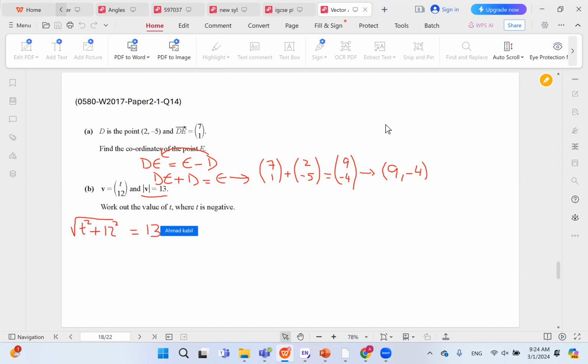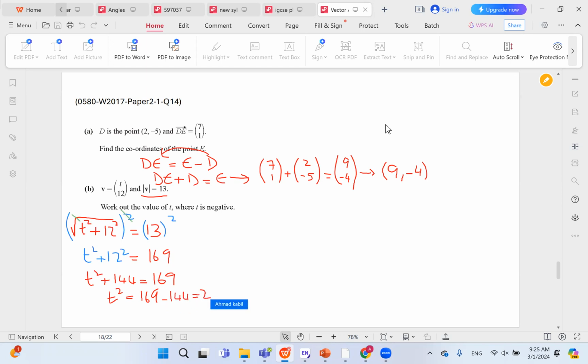We can square both sides to get rid of the root or the radical. So we get t squared plus 12 squared, because of course the power 2 cancels the radical. So we're left with what's inside. And this is equal to 13 squared, which is 169. So t squared plus 144 equals 169. t squared equals 169 minus 144. And this is equal to 25. So either t is 5 or t is negative 5, because we take the square root of 25.